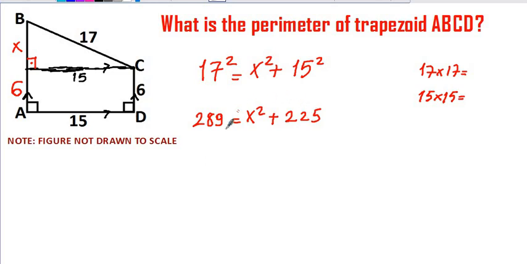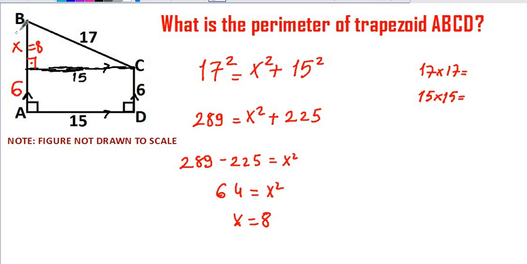We can take this 225 to the left. We will get 289 minus 225 is equal to x squared. So this is going to be 64 is equal to x squared. So we got x is equal to 8. Here, if x is equal to 8, then AB is equal to 14, right? So AB is going to be equal to 14.